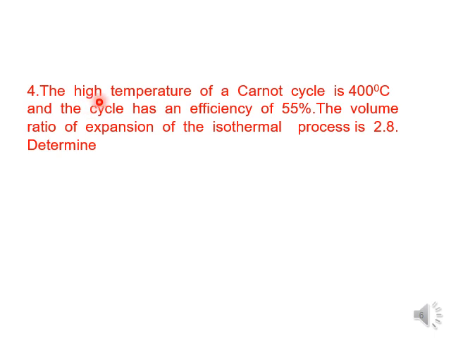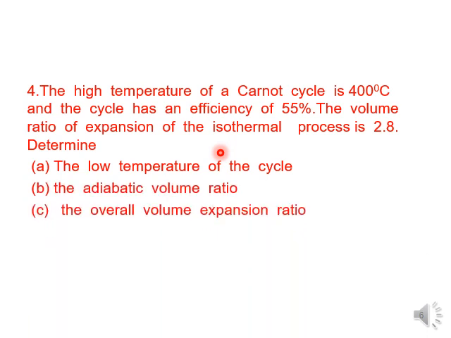The high temperature of a Carnot cycle is 400 degrees centigrade, and the cycle has an efficiency of 55 percentage. The volume ratio of expansion of the isothermal process is 2.8. Determine the low temperature of the cycle, adiabatic volume ratio, overall volume ratio, and expansion ratio. Adiabatic index value gamma is 1.4. So these problems are important for the 5 marks.